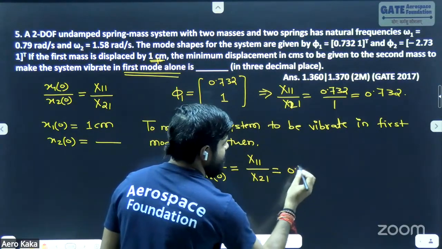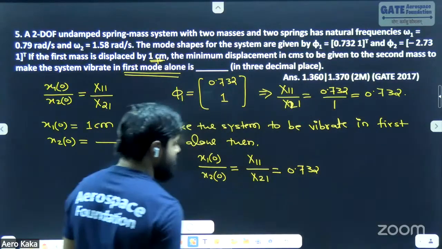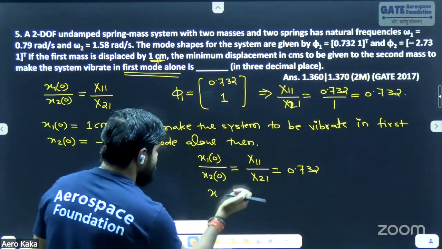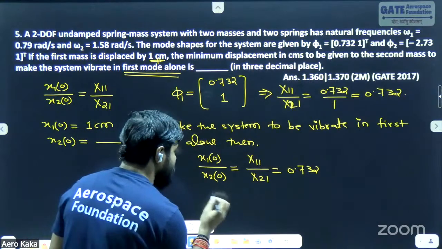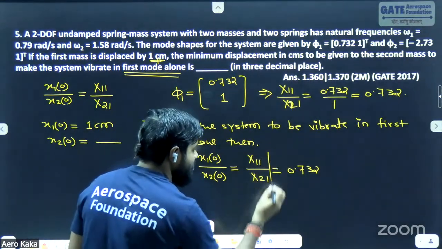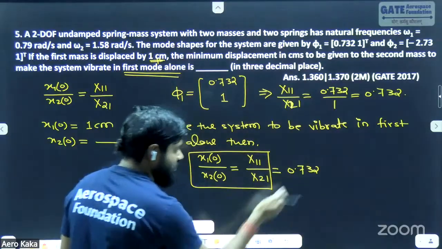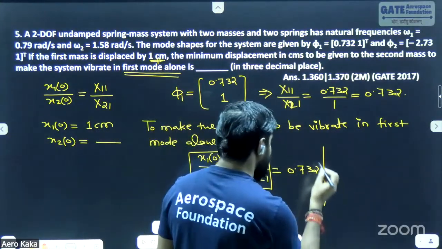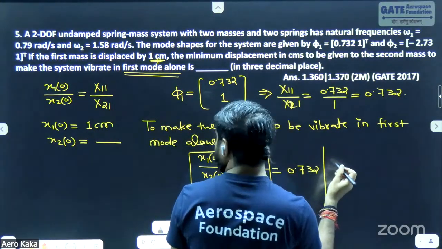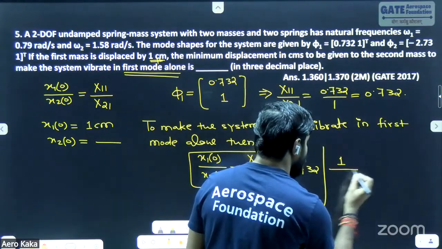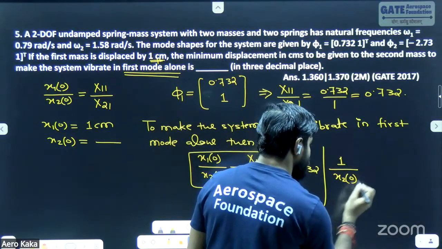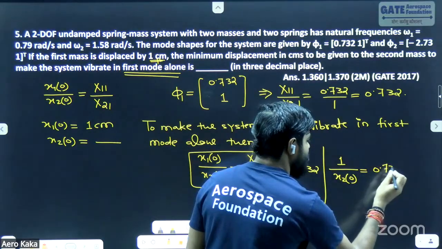0.732. Done. So here, x10 value is given. That's nothing but a condition we first have to take care of. This value is 0.732. Here you can write further: this x10 is given as 1 centimeter, so 1 divided by x20 is equal to 0.732.